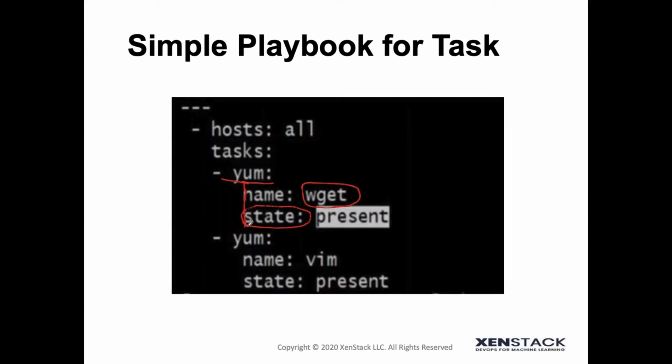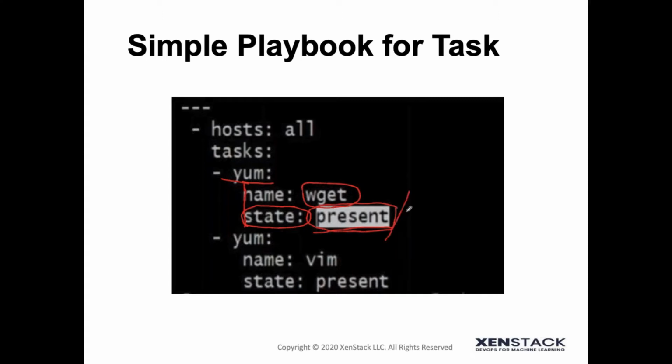So as I said, yum has a feature of doing many things, like installing any packages, or removing any packages, or listing down the packages. In this way, states help us check whether you want to install the packages or remove the packages. In my case, I am using present here. This present value represents that we want to install this package on our remote machine. So we want to install this wget package.